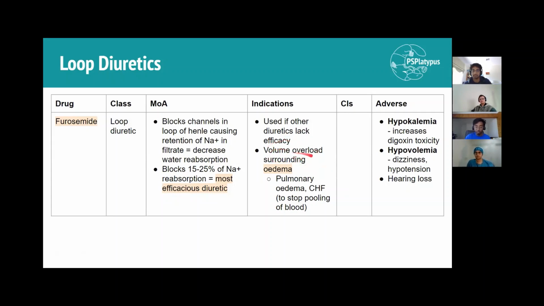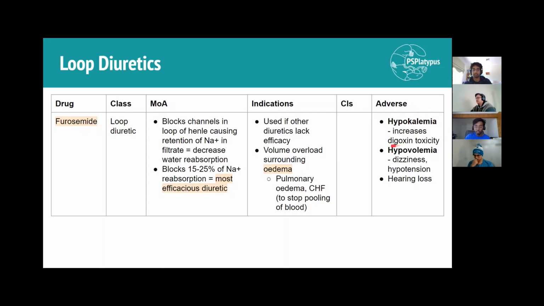It's indicated in volume overload, specifically edema. So when you have pulmonary edema or congestive heart failure, chronic heart failure, to stop pooling of blood, we want to mop up the blood by reducing blood volume. So this causes hypokalemia, meaning this can be used with ACE inhibitors, ARBs, and potassium sparing diuretics, because it's the opposite effect of hyperkalemia.